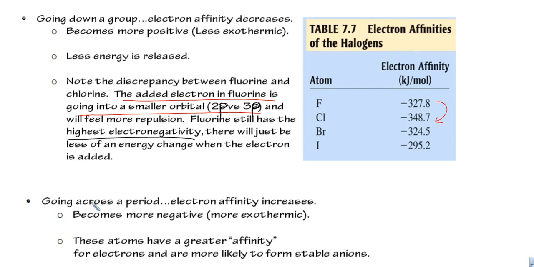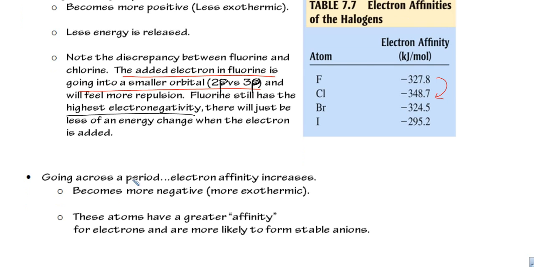Going across a period, this usually follows suit just fine. As you go across a period, you're going from ions that are typically positive to ions that are typically negative. And so again, as I get over toward those negative ions, those atoms that become more stable by gaining electrons, when they gain electrons and become more stable, energy is released. So they release more of this electron affinity energy.